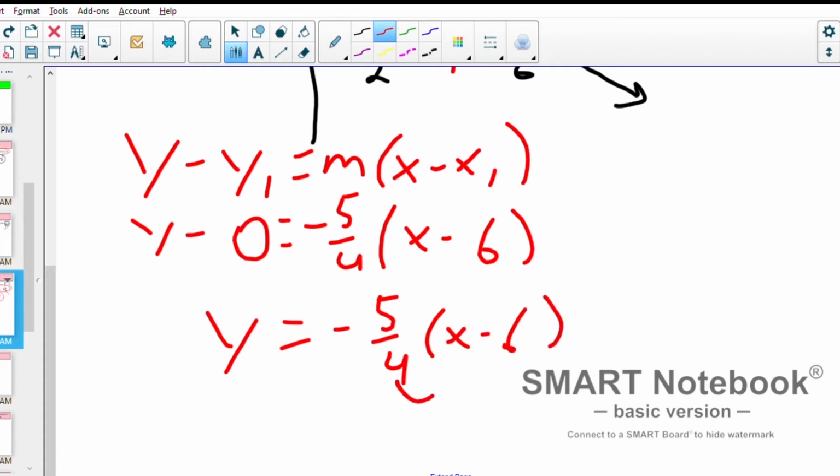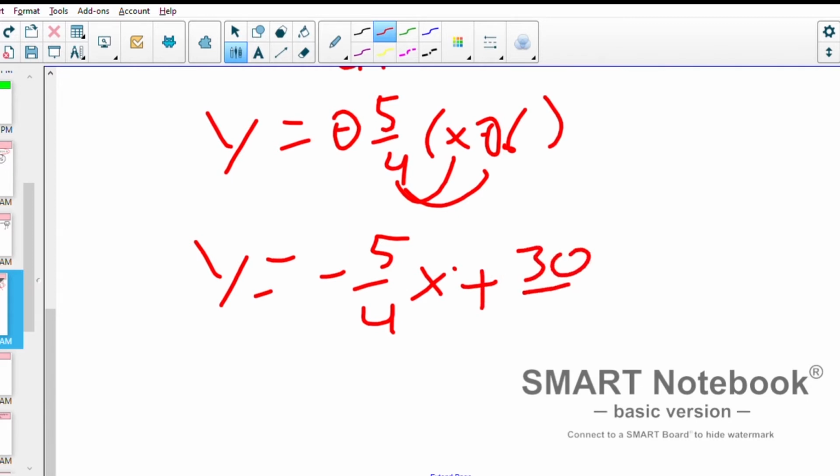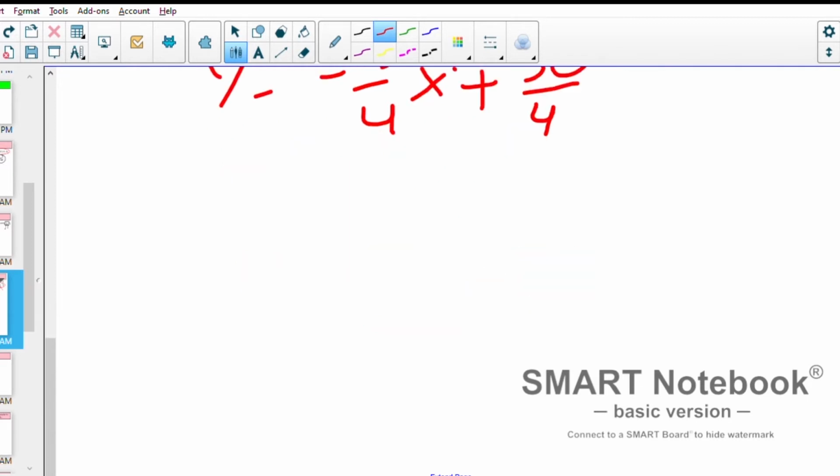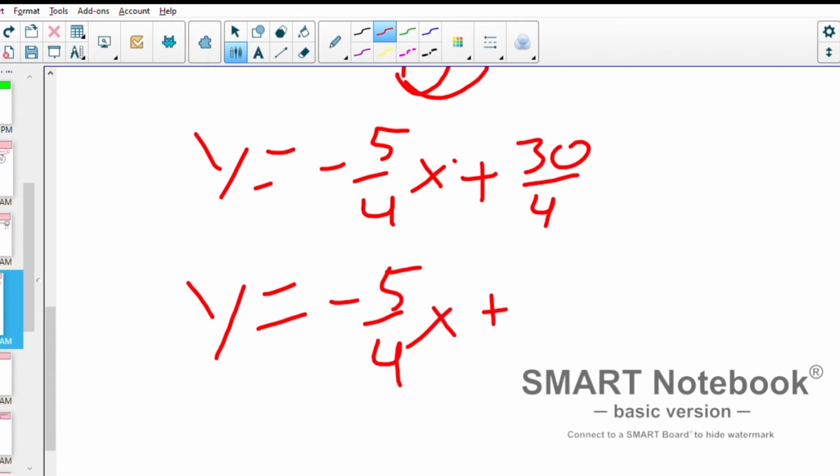And if you wish, you could distribute this. That would give us y equals -5/4 x, and negative times a negative is positive. So that would give us plus 30/4. And 30/4 can simplify. 2 goes into both of those. So I'm going to simplify that to y equals negative 5/4 x plus 15/2.